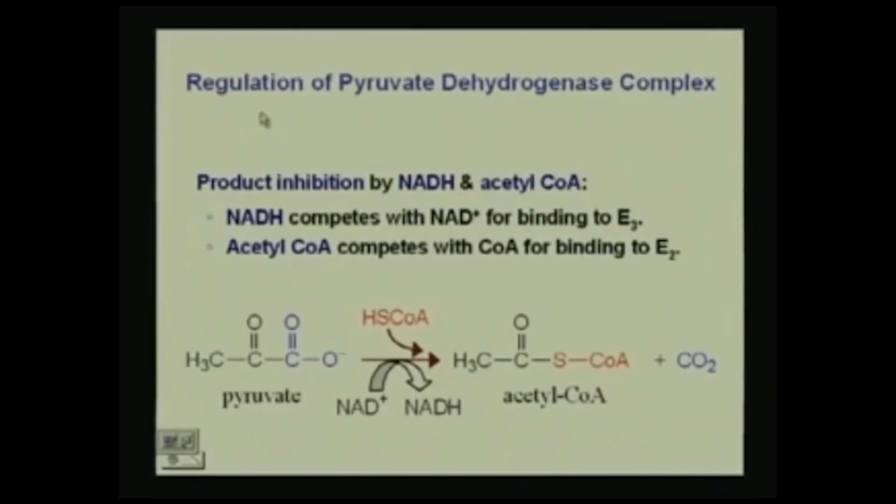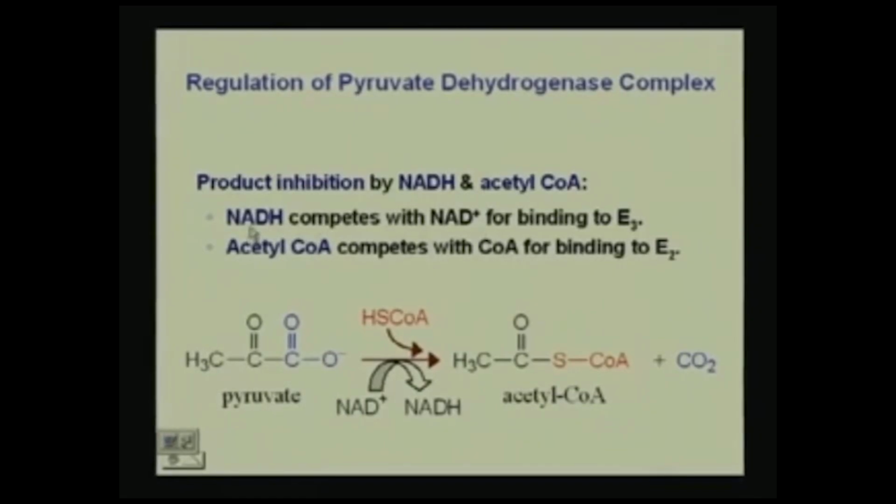So now we have to think of the regulation of this complex as well, for the complex to act correctly. Now, when we have E3, NADH competes with NAD plus for binding to E3. So it is inhibited by the product. E3, where did E3 come into the picture? We had FAD going to FADH2, right? And since NAD plus came into the picture there to form NADH, it competes with NAD plus for binding.